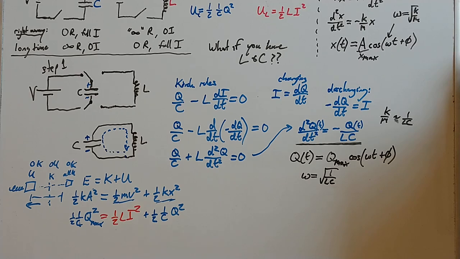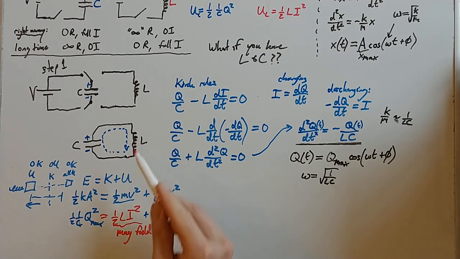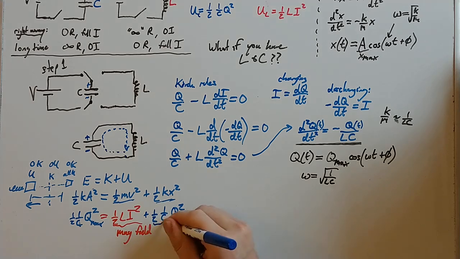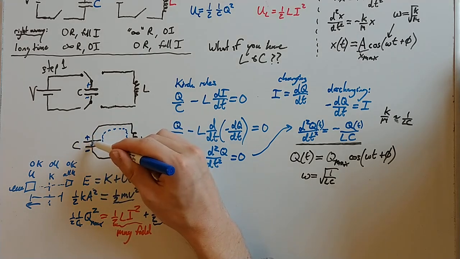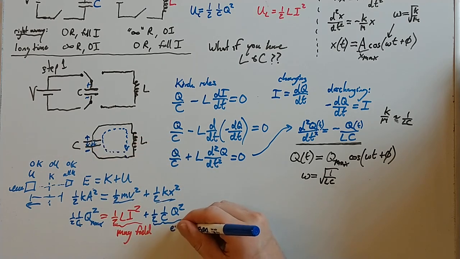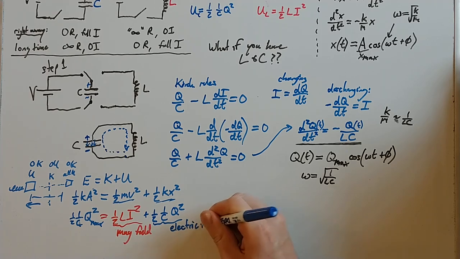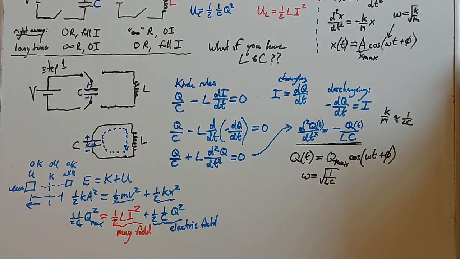There's one other thing that I should say about this: energy stored in the inductor is ultimately energy stored in magnetic fields. You have moving charges creating magnetic fields. In the capacitor, the energy is all in the electric fields. So in this LC circuit, you're going back and forth between electric fields and magnetic fields. And that, I think, is pretty cool.